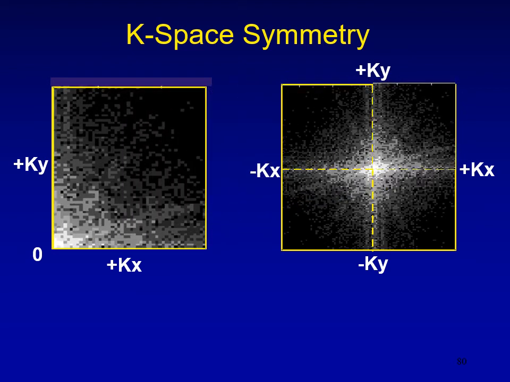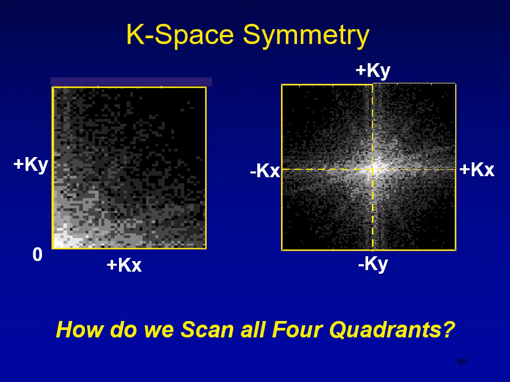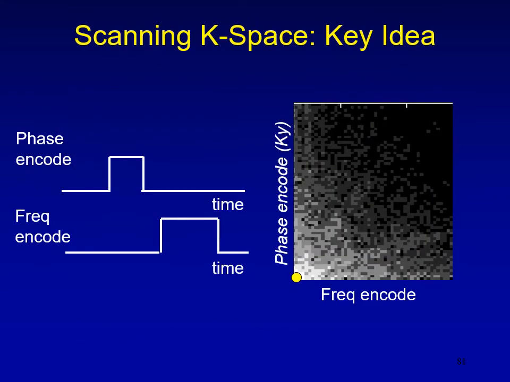So they are mirror images of one another. How do we scan all four quadrants of k-space? Well, we simply apply gradients in the other direction, as is illustrated in the next group of slides.